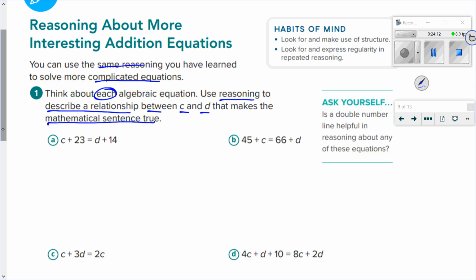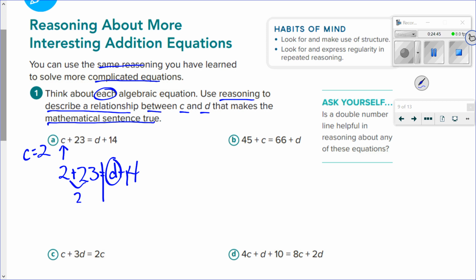What you need to do, pick a value for C. It can be any value because it's a variable. But once I have picked a value for C, that is going to lock in a value for D. So, Jace, give me any number. 2. So I am going to say C is 2. So I now have 2 plus 23 equals D plus 14. I'm now down to one variable. So now I can solve.